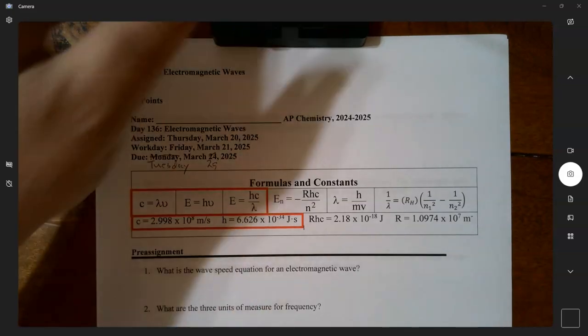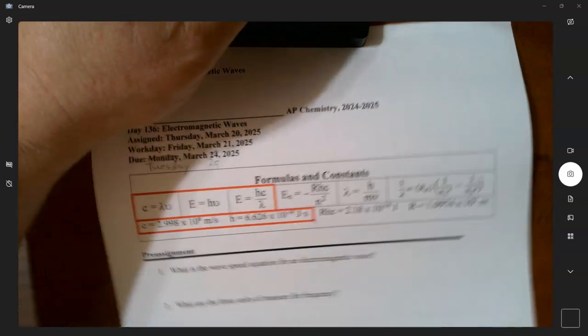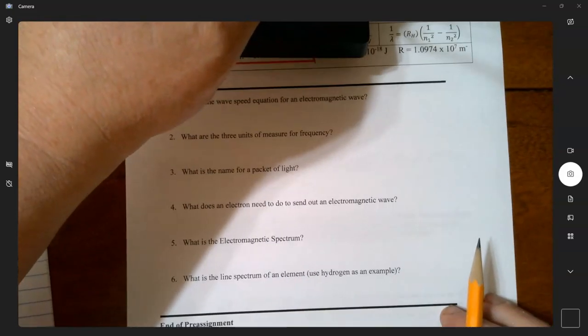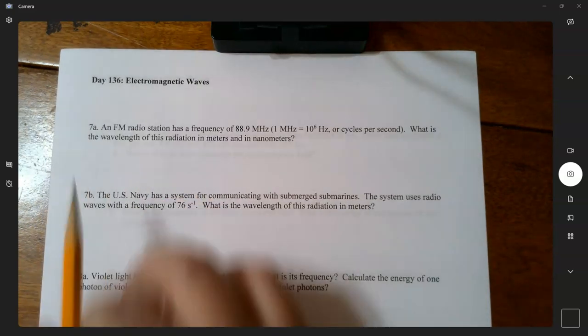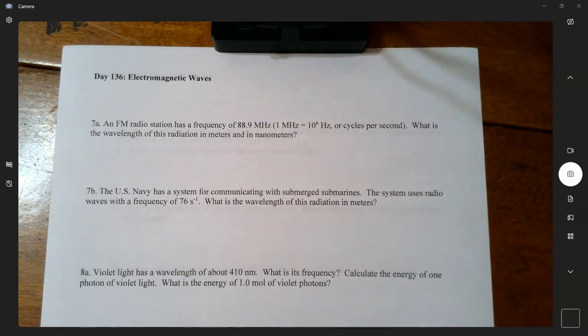Get started. You have a pre-assignment on that. I'm not going to check that, just get that done. And then I'm going to go to the problems here. I'm going to do the A problems. You do the B problems, which are identical. If there's not an identical problem, I'll do that as well.